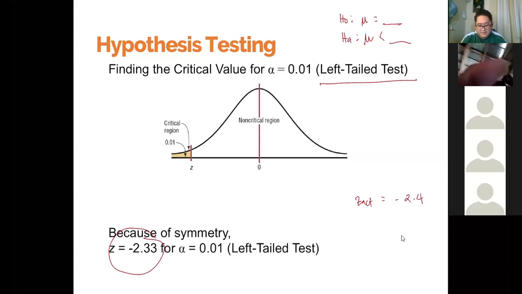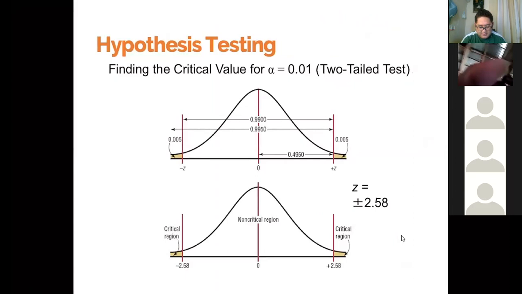Okay? Next is yung critical value para sa alpha is equals to 0.01. So, two-tailed test naman tayo. So, ibig sabihin yung null hypothesis natin is equals to a certain number. Tapos yung alternative natin is not equal sa certain number. Okay?